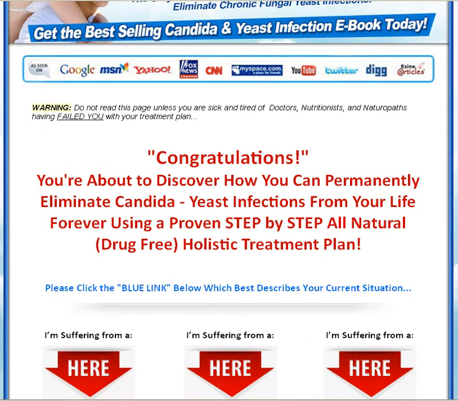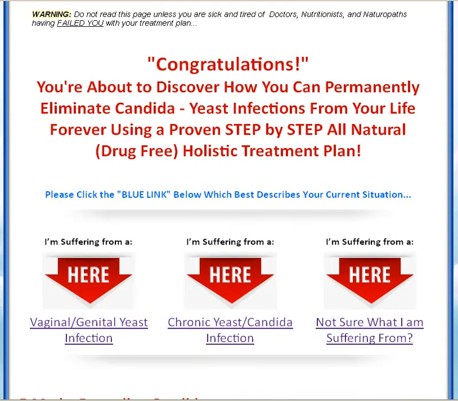Going back to the main page, I just want to quickly explain what these buttons are. If you're suffering from a vaginal, genital, or even topical yeast infection, you would want to go to this page. If you're suffering from a chronic Candida infection, really for people who understand that they have chronic Candida or a Candida issue is related to their symptoms, we'd recommend you go here. It's really the main area we recommend everyone go to if they've come to the site knowing that they have Candida and they want a solution.